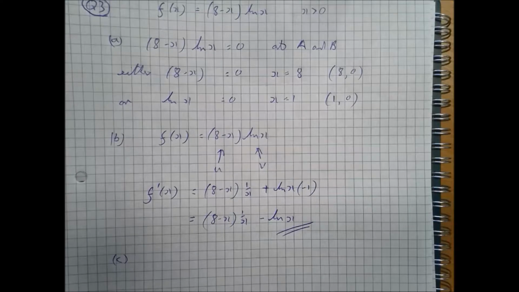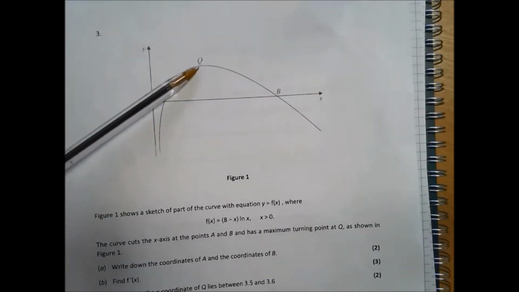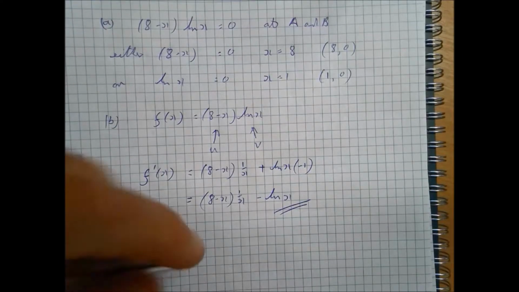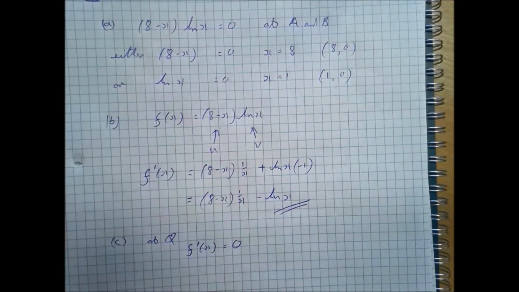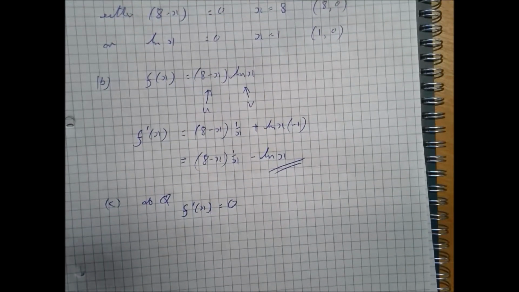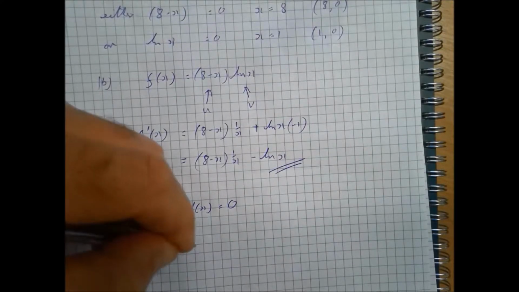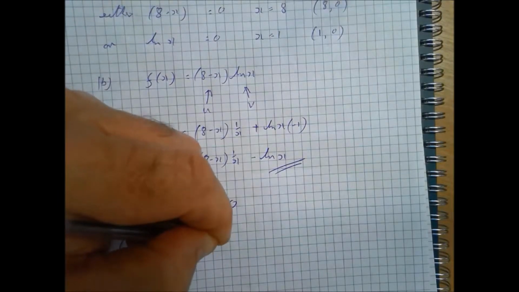And that runs into part C, which is showing that the x coordinate of Q lies between 3.5 and 3.6. Well, at Q it's a turning point, it tells you in the question, so at Q f dash x equals 0. So 8 minus x, 1 over x, minus ln x equals 0.